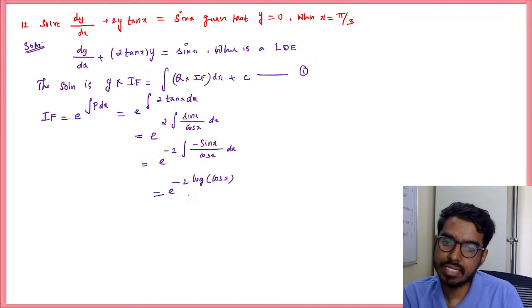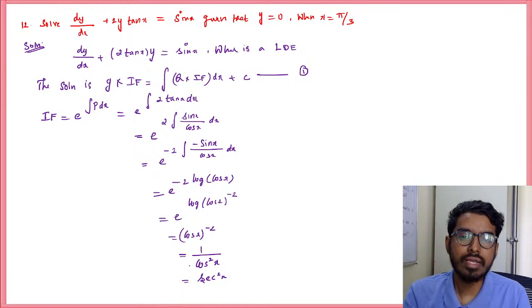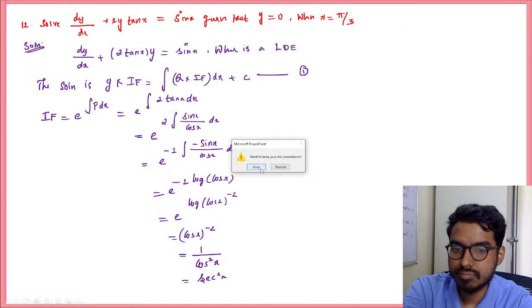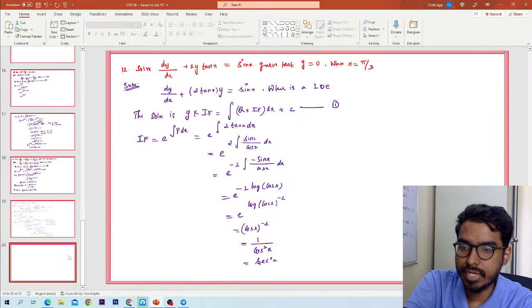So f of x, f dash of x. So take this minus 2 to the power. So e power log of cos x whole power minus 2. So e power log f of x is f of x. So 1 by cos square x, or 1 by cos x whole square. So 1 by cos square x is secant square x. So secant square x is your integrating factor. So substitute in 1 and integrate this part, you get the solution, right?